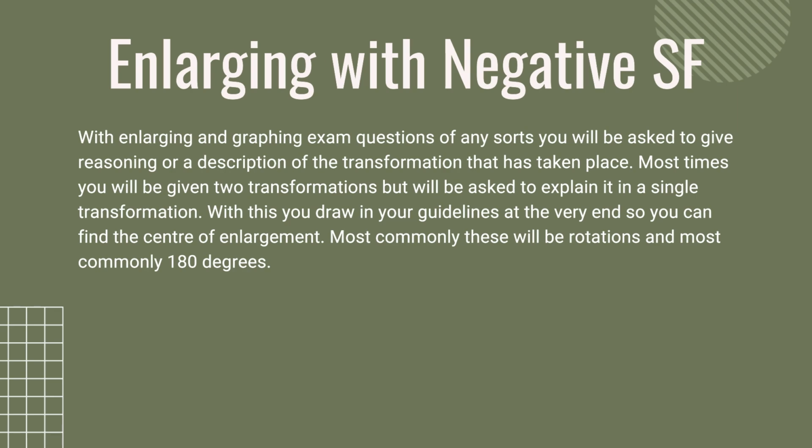With enlarging and graphing exam questions of any sort, you'll be asked to give reasons or a description of the transformation that has taken place. Most times, you'll be given two transformations, but will be asked to explain them as a single transformation. With this, you draw your guidance lines at the very end, so you can see the final centre of enlargement. Most commonly, these will be rotations, and most commonly around 180 degrees.